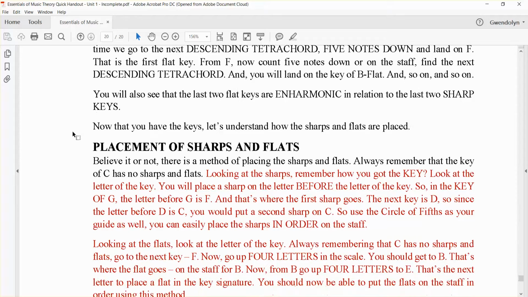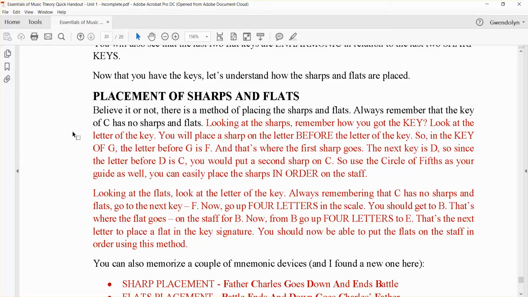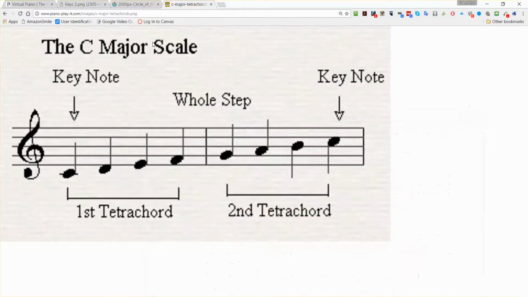The placement of sharps and flats. Believe it or not, there is a method of placing the sharps and flats. You can always remember mnemonic devices, but here's the way to do this based on the tetrachords and the circle of fifths. Always remember that the key of C has no sharps and no flats. Looking at the sharps going on the right side of the circle of fifths, remember how you got the key? Look at the letter of the key. You will place a sharp on the letter before the letter of the key. So I'm going to go to the circle of fifths.